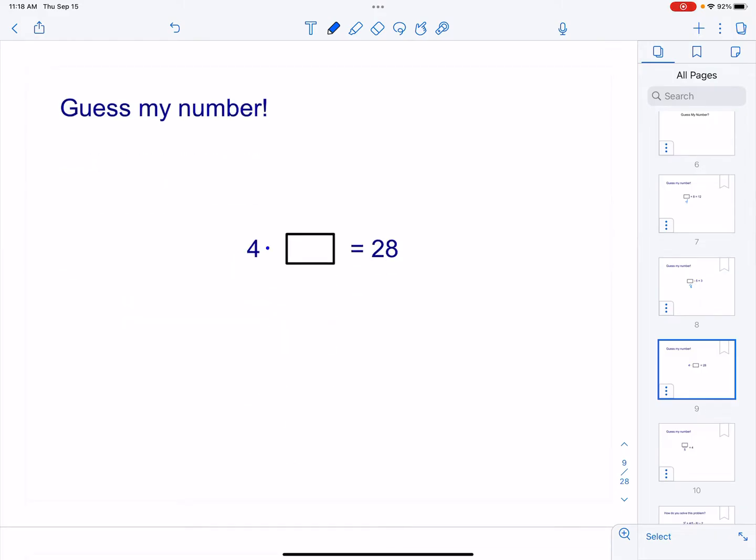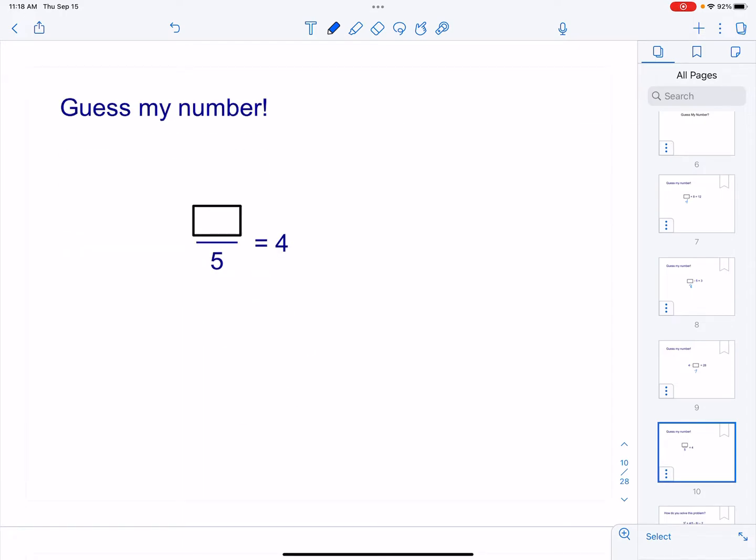What about 4 times blank equals 28? That blank, it is a multiply because it's a dot. We know that that blank's going to be a 7. And then one last one. What if I have a division problem? Blank over 5. That means blank divided by 5 is going to equal 4. What number could I put in the blank? Hopefully you know that that's going to be 20.